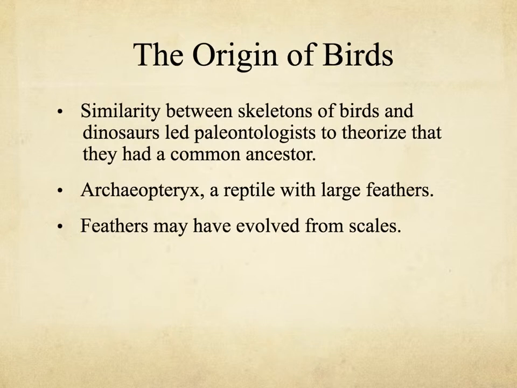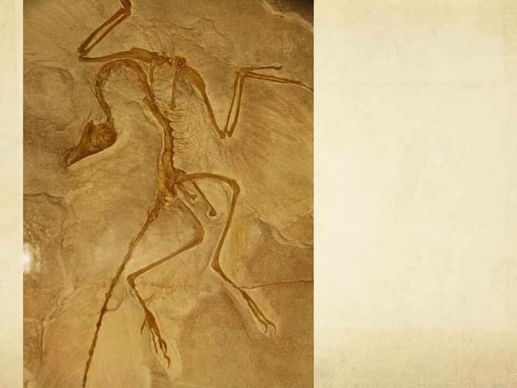The most famous of all transitional forms is the crow-sized Archaeopteryx, a reptile that had large feathers similar to modern-day birds. Scientists guess that feathers may have evolved from scales of reptiles. Here is an image of the fossilized Archaeopteryx.